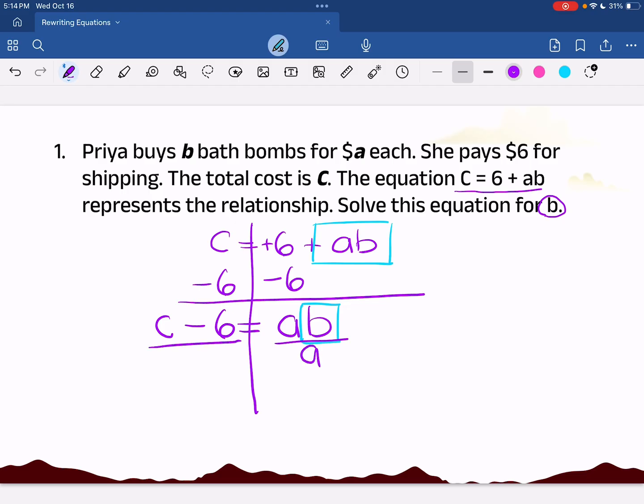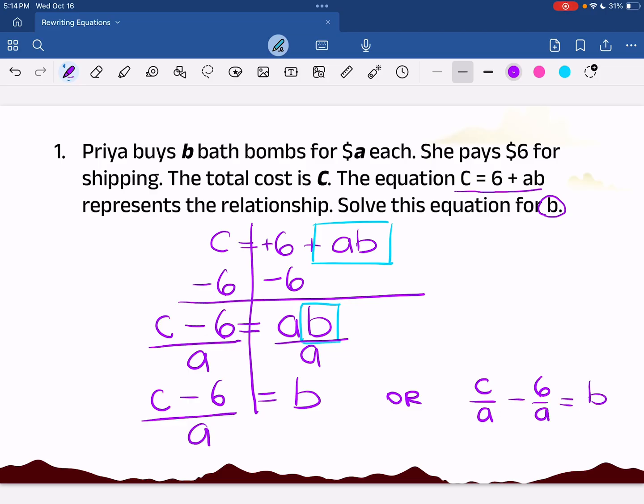In this case, I'm just going to leave this as one big fraction, C minus 6 all over A, or you could write it like this, C over A minus 6 over A equals B. That would also be okay. And that is solved for B.